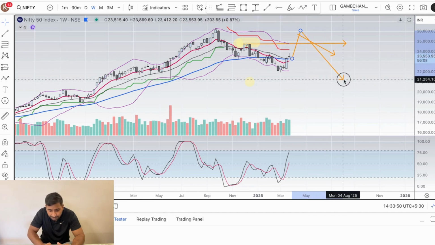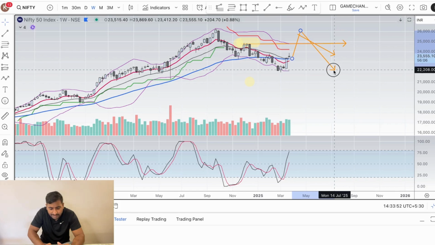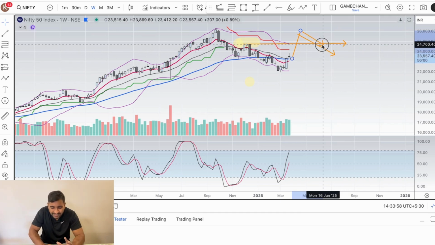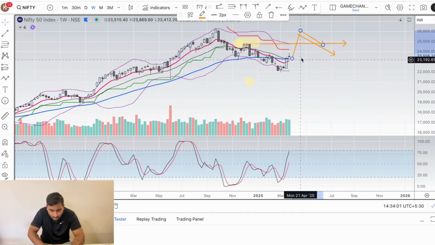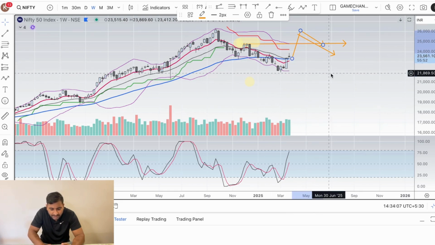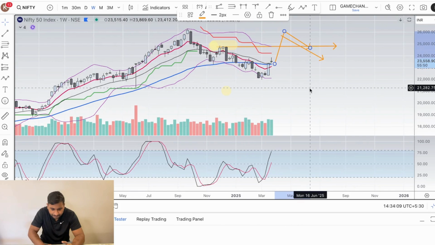Maybe a steeper dip can also come after that. That would also be okay. I would still be with a bullish bias for the long term. Because once this amount of buying has come, that means the overall downside of the market is limited.